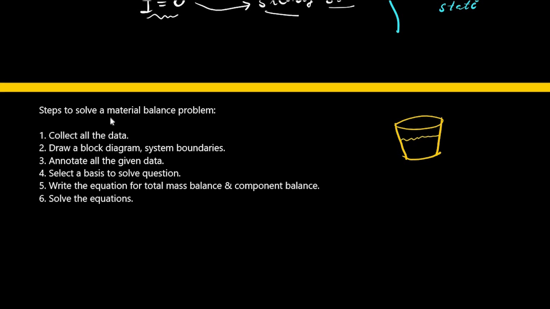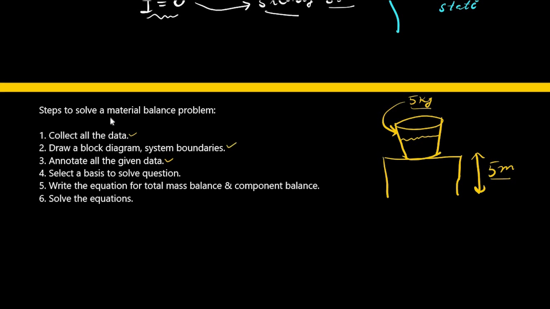So to annotate, if I have been given that there is 5 kg of ice in this bucket, then I'll mention 5 kg around this bucket. If I have been told that this is placed on a floor at a height of 5 meters, then I will draw the floor and I will also mark the height as 5 meters. So annotating basically means displaying the data visually. So we have to annotate the data. I collected all the data, I made a block diagram and the system boundaries, and I have annotated all the data.